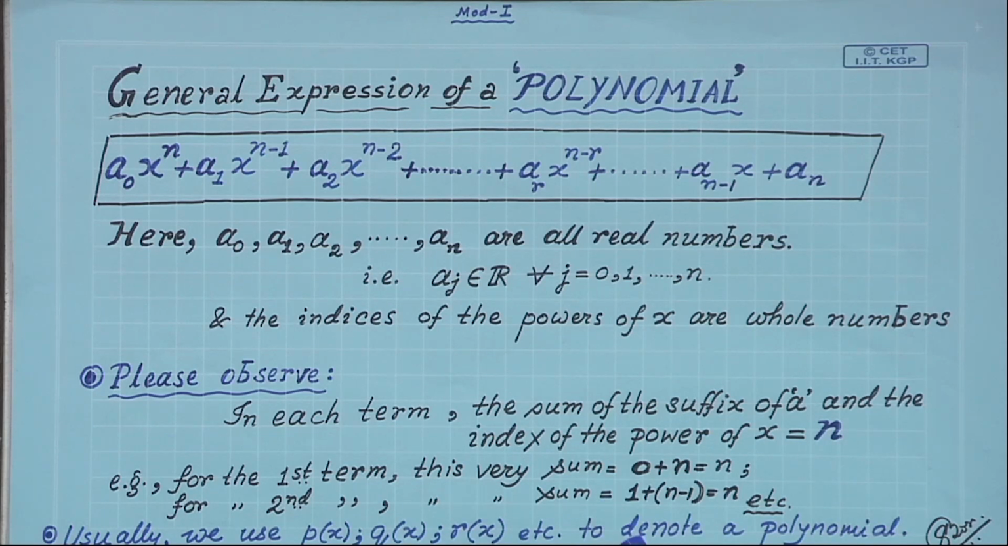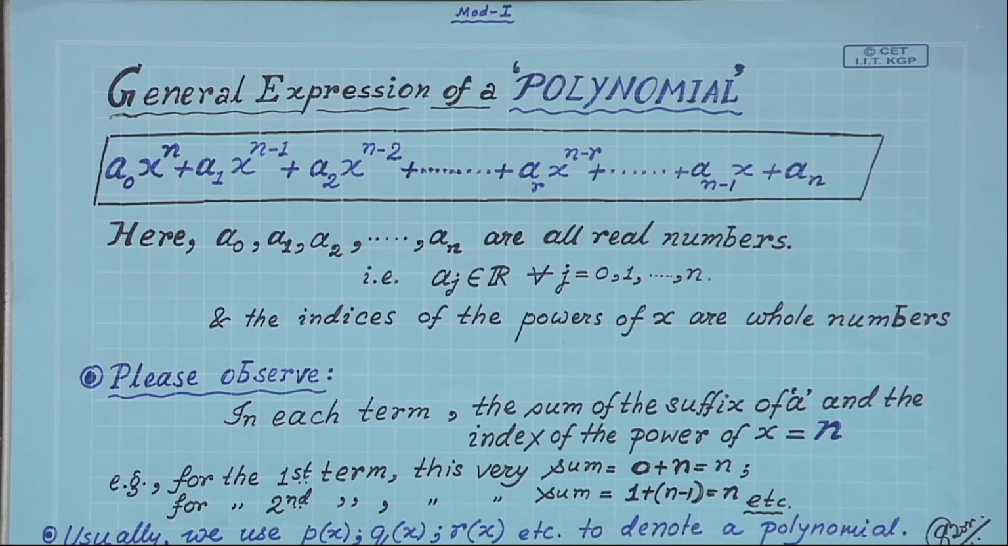For the general term, that is a r x to the power n minus r, what is the suffix for a? The suffix for a is r, and the index of the power is n minus r. What will be the sum?